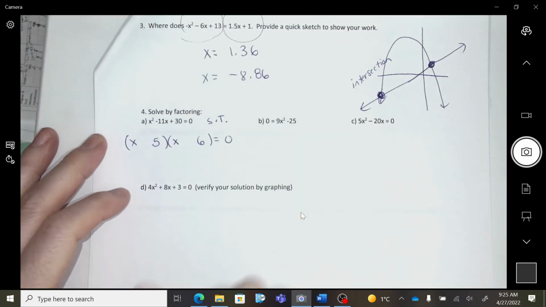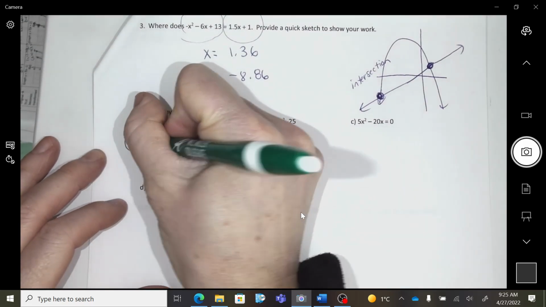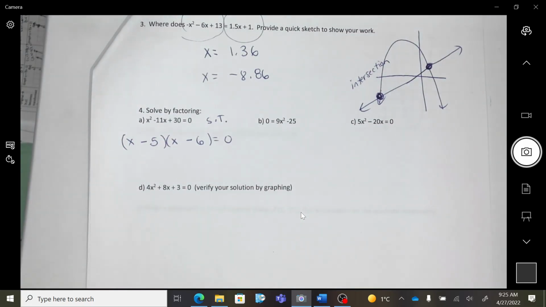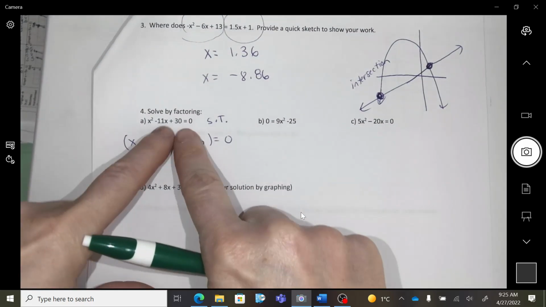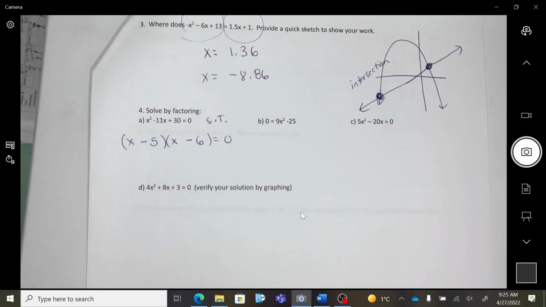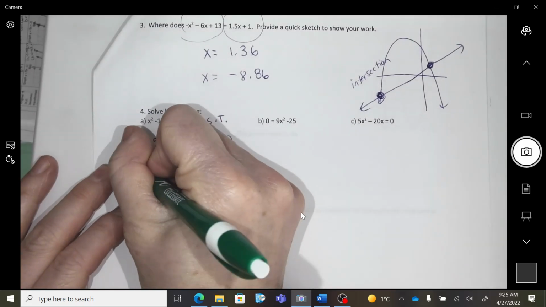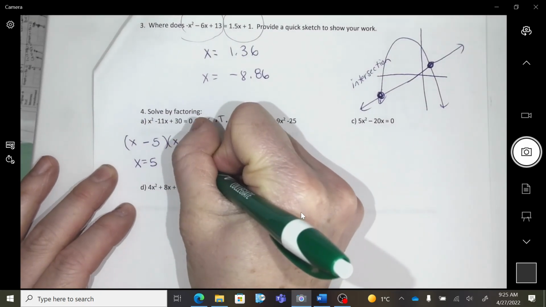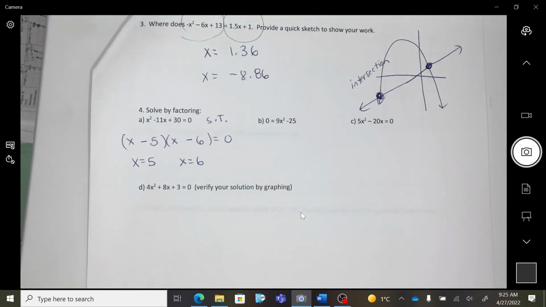5 times 6, negative 5 times the negative 6. So that multiplies to 30, adds to negative 11. So you have x equals 5 and x equals 6. Okay, I could always punch it into my calculator and find out that that's what it's doing.